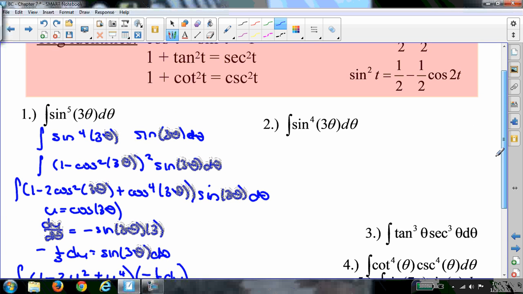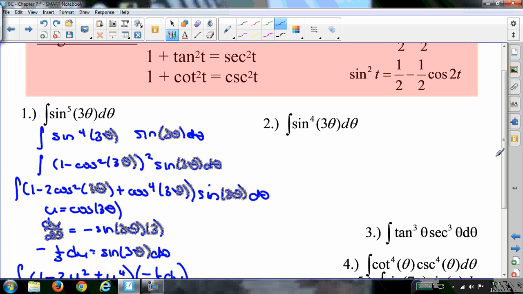However, you couldn't use that technique if it was only even powers. So something like sine to the 4th 3 theta, you can't remove a sine because a sine to the 3rd power would require a square root if you simplify it using Pythagorean identities. So instead for this one, we're going to use this identity here, which comes from the double angle identity for cosine 2 theta.